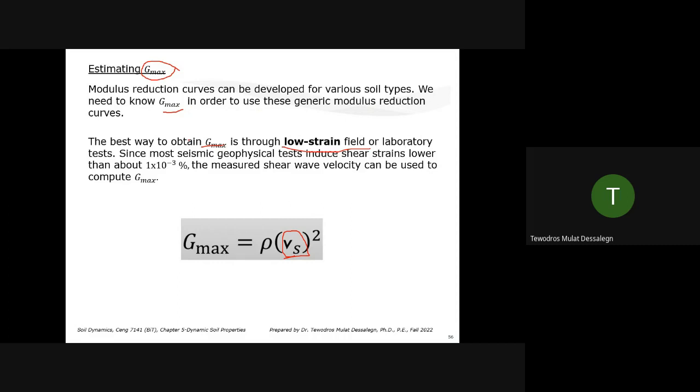The best way to obtain Gmax is through low strain field or laboratory tests. Since most seismic geophysical tests induce shear strain lower than 10 raised to minus 3, the measured shear velocity can be used to compute Gmax.